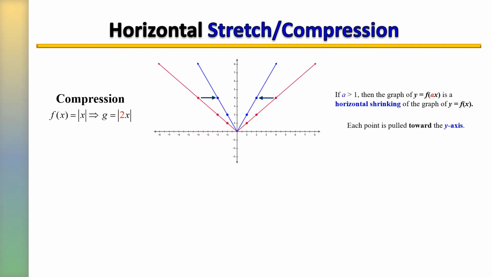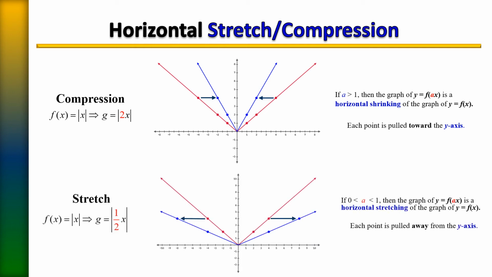So horizontal stretch and compression. You'll notice it's horizontal because it's within the function itself, inside. If the number is greater than 1, then the graph is one of a horizontal compression, which means you're pushing each point toward the y-axis. And if the number within the function is a number between 0 and 1, then that is a horizontal stretching, which means each point is being pulled away from the y-axis.